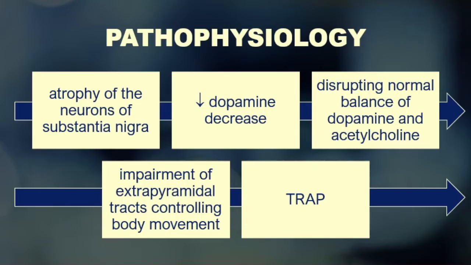Now, for the pathophysiology. We are looking into the atrophy of the neurons of the substantia nigra. For that reason, it is more common in old age because, if you can recall, atrophy of the brain tissue is very common among old age. Now, atrophy of the neurons of the substantia nigra would result in the decrease of dopamine release. And then this would disrupt the normal balance between your dopamine and acetylcholine. So for that reason, there will be impairment of extrapyramidal tracts controlling body movement. And then you will have the manifestation of your TRAP.